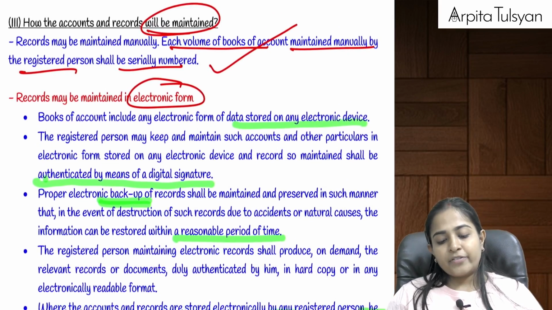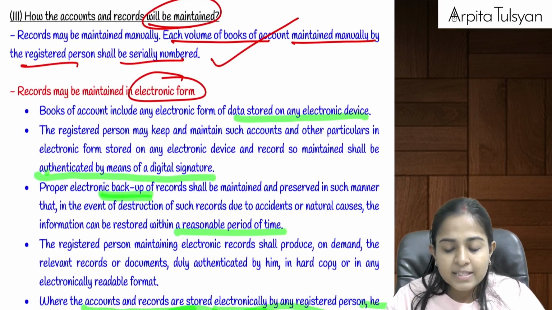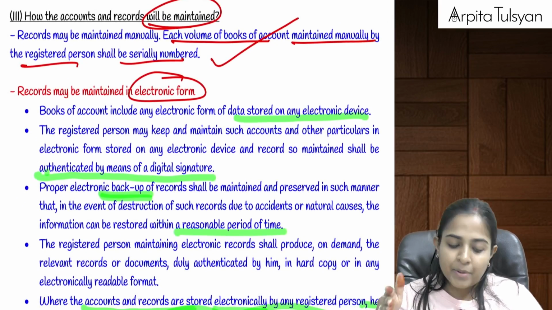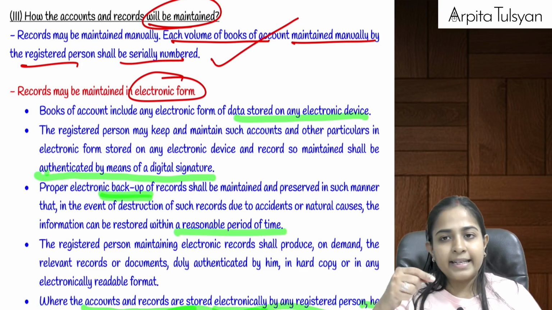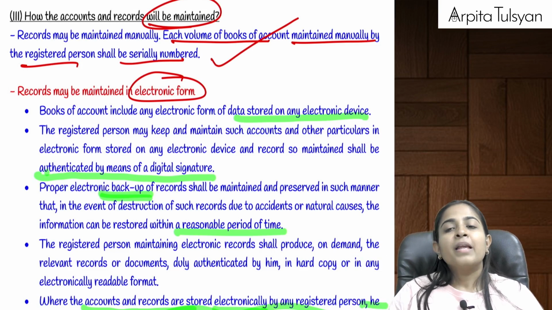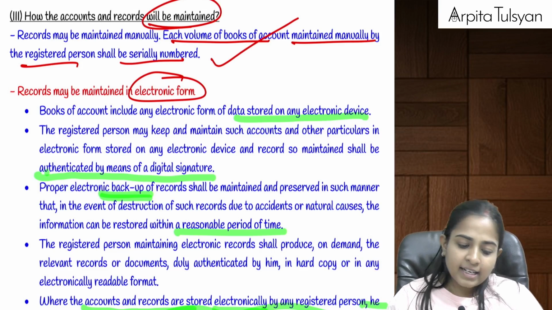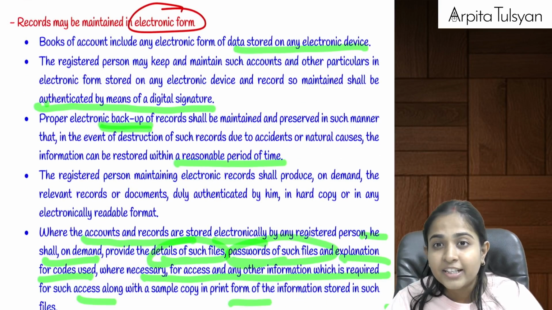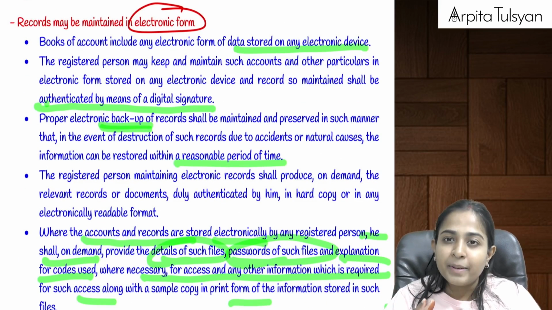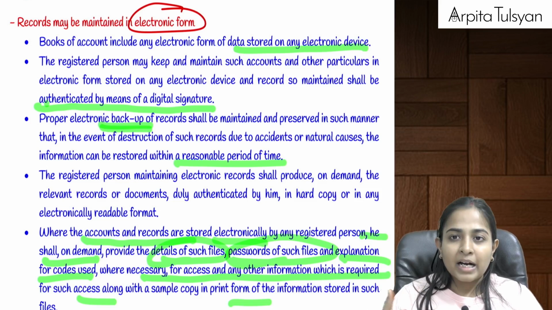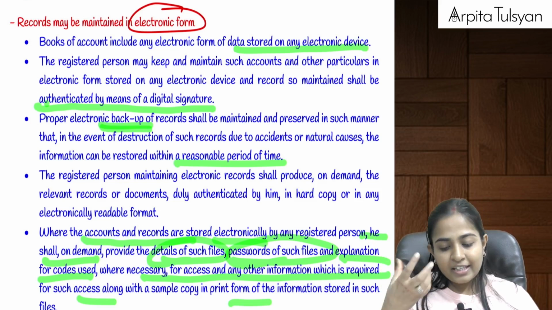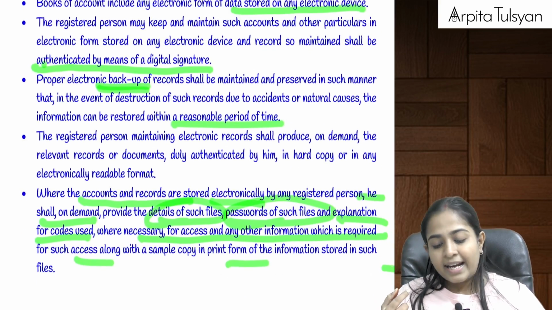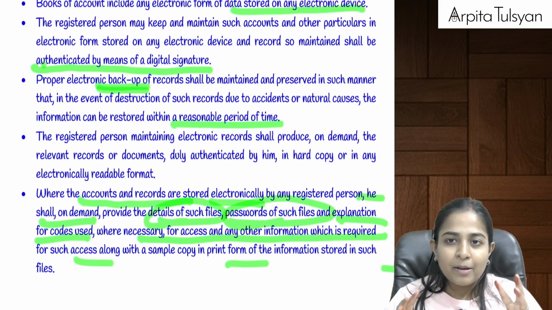Now, next is how we are supposed to maintain it. This can be maintained manually, and it can also be maintained in electronic form. If you are maintaining it manually, it should be authenticated by signature. If you are maintaining it electronically, it should be authenticated by digital signature. Proper backup should be kept. If something happens, the data should be retrievable within a reasonable period of time, and it should be maintained in a readable format.